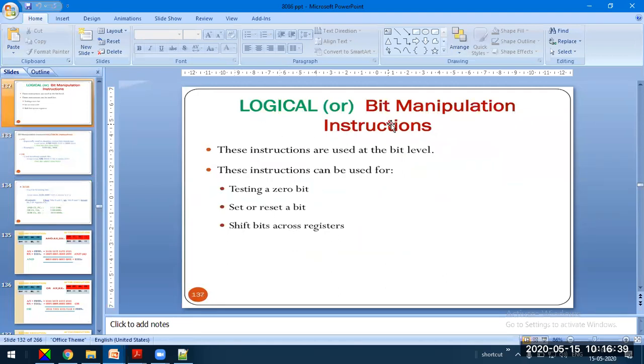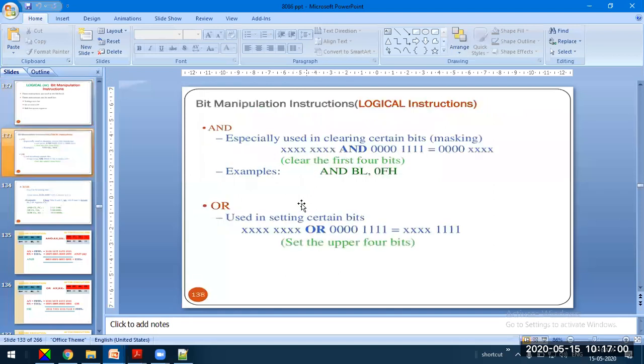So logical instructions or bit manipulation instructions are used at a bit level or at byte level. That is also possible. These instructions can be used for testing whether a bit is zero or not, to set or reset a bit, and to shift bits across registers. So for this purpose we use the logical instructions.